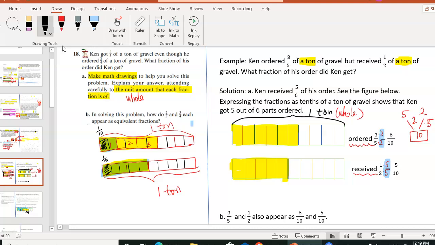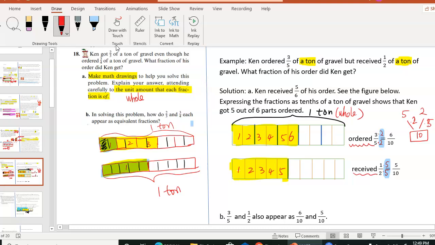Again, the yellow part that I shaded, I probably should get rid of these green colors. So you can just focus on this drawing. Now, he ordered 1, 2, 3, 4, 5, 6 parts, but he actually only received 1, 2, 3, 4, 5 parts. Again, they are the same sizes. So what he received is 5 out of what he ordered, 6. So that's the answer, 5/6 of his order. Okay, now that's the first part.